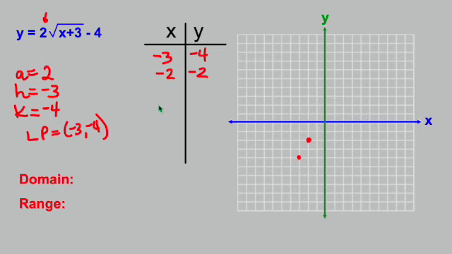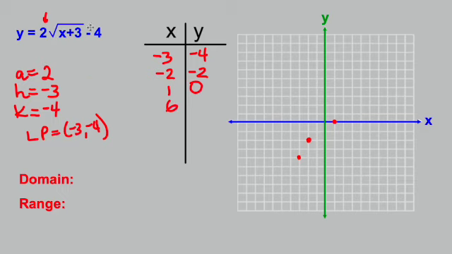Another one that would be really handy to have is if this was the square root of 4. To do that, I'm going to choose the value of 1. 1 plus 3 is 4. The square root of 4 is 2. 2 times that 2 is 4, and 4 minus 4 is 0. So 1 comma 0 would be right over here. And then another one that would be really handy is, wouldn't it be nice if this was the square root of 9? To make that happen, I'm going to use 6. So 6 plus 3 would be 9.